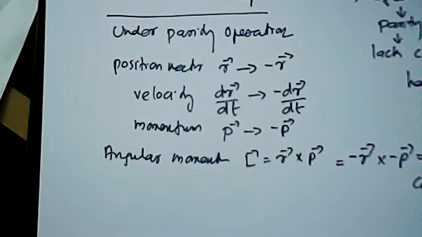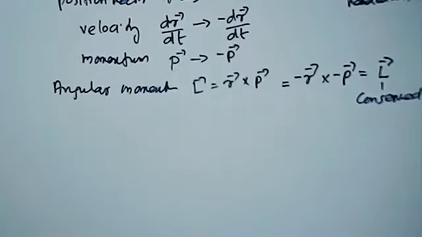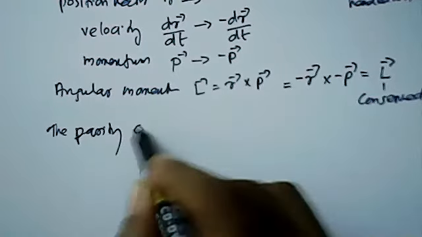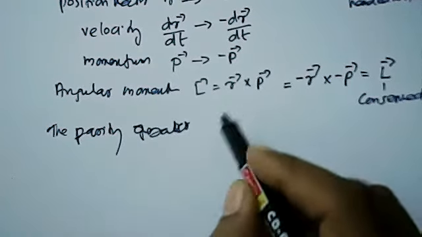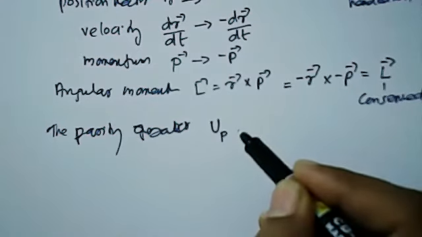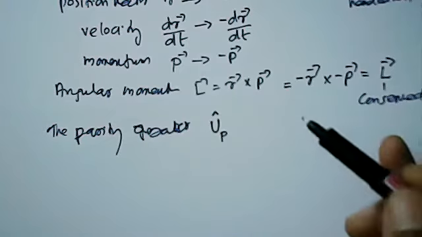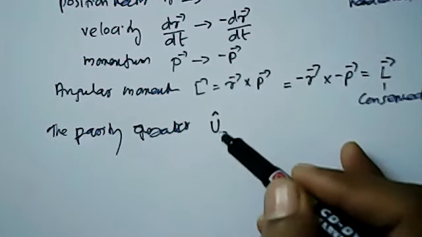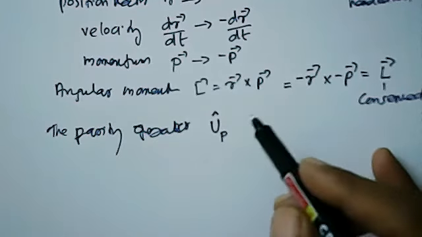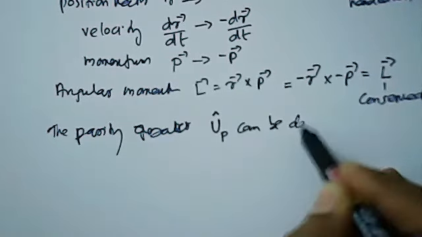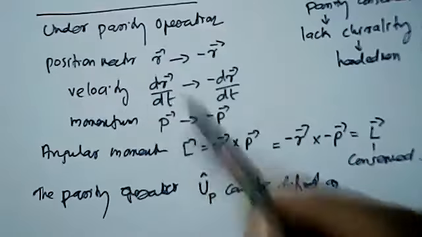Now, as before, let us find the parity operator. Who can do this parity operation? The parity operator you can call U unitary P, UP. Okay. So UP is the operator. Why the name U? Because it is unitary. Unitary operator can do anything. So UP is the parity operator. Okay. So this can be defined using the above previous properties.